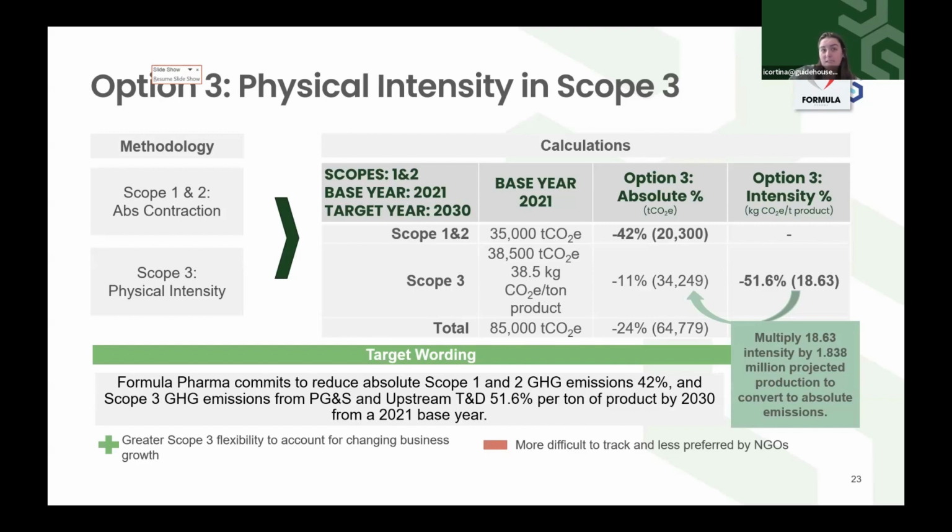This really allows the business a little bit of greater flexibility to account for business changes and growth, but it is harder to track and a little bit less preferred by NGOs. Formula Pharma definitely has a lot to consider for which target they'd like to set.